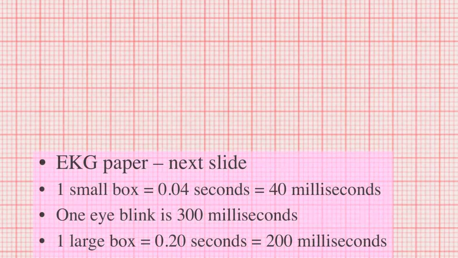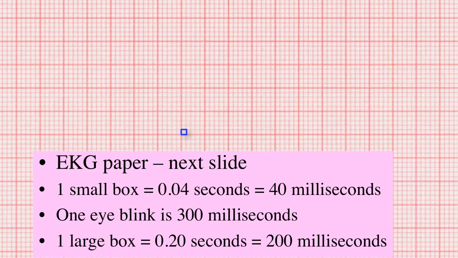If we click back to the previous slide, you can see that a small box, going left to right in time, as the EKG comes out of the machine, is equal to 0.04 seconds, or 40 milliseconds. You can do this mathematically, or just memorize it. Up and down, we don't refer to seconds; this is just the left to right situation. Just as an aside, if you blink your eye, that's about 300 milliseconds, so that would be a lot of small boxes. The EKG paper is coming out fairly quickly.